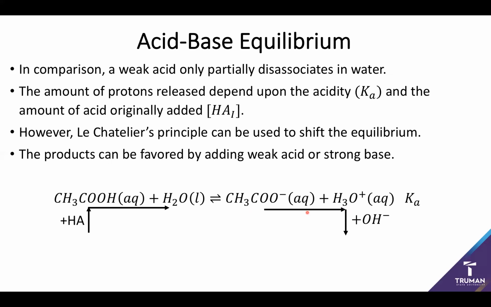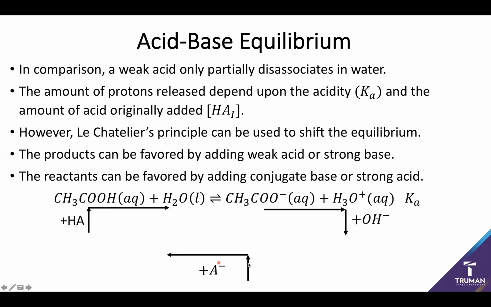Conversely, if I want to reduce the amount that acetic acid breaks apart, I can add conjugate base, and this will reduce how many free protons are released. Or conversely, I can add more strong acid, again, read free protons or my hydronium, and this will reduce the amount of conjugate base that is formed. So again, really what we're doing here is making use of Le Chatelier's to control the equilibrium dynamics of an acid-base reaction.